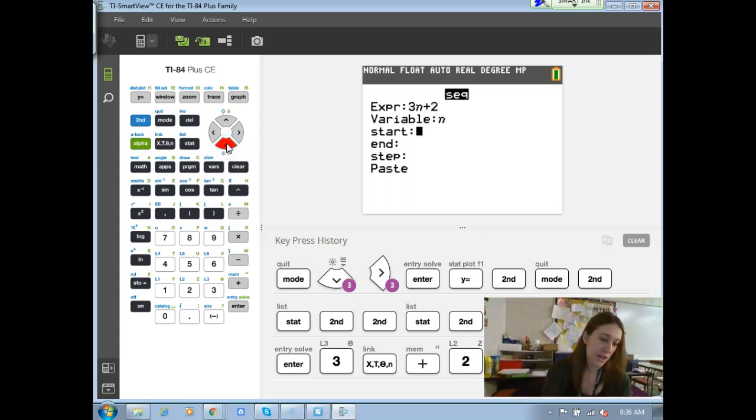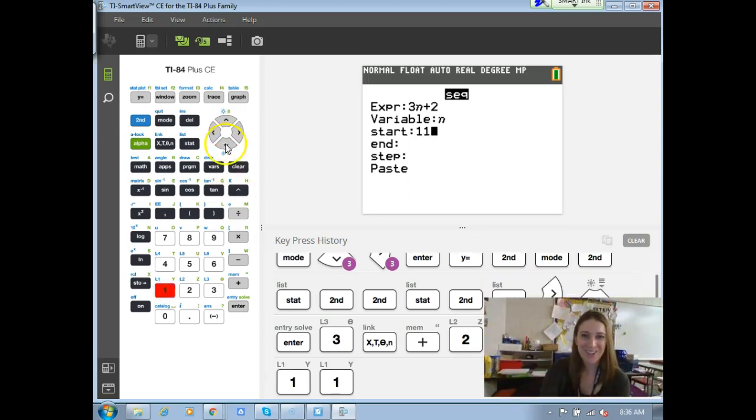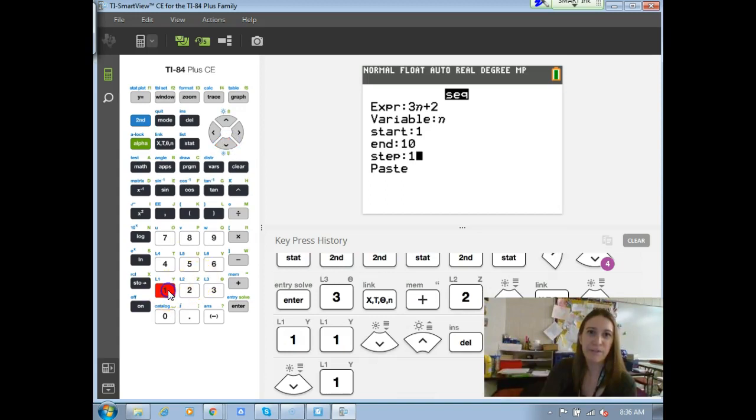It's going to start at 1, right? They want 1 to 10. I don't know where I read that. I swear I read that somewhere. Whatever. It's going to start with the first term, 1. And it's going to end at the 10th term. And then you can leave step blank. It's going to know to do 1 all the time. But if you want to fill in 1, you can.